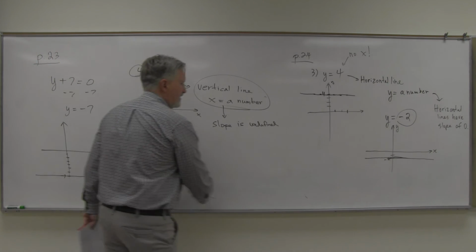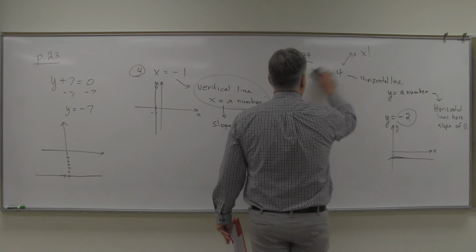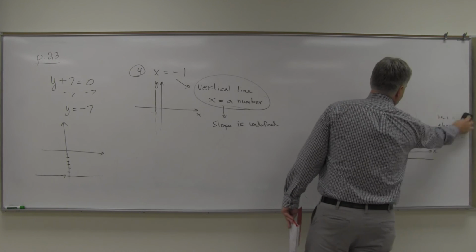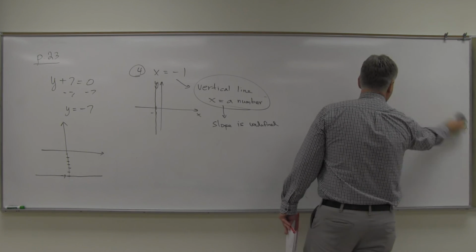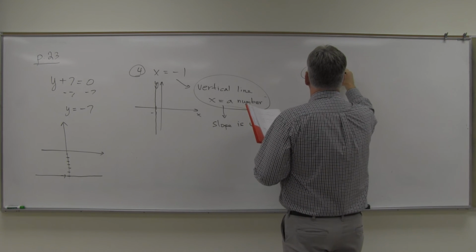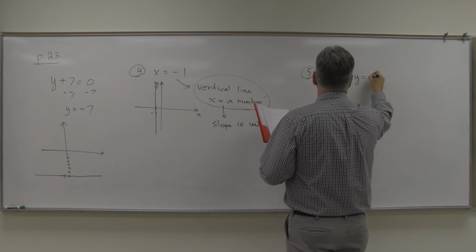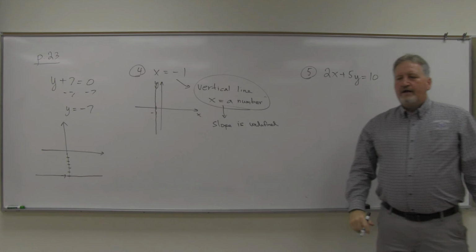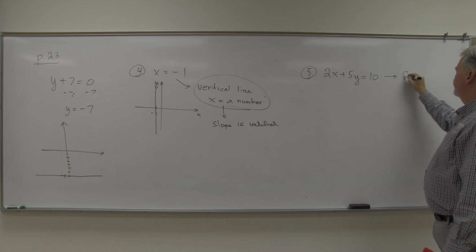All right, just a couple more, and I'm done for the day here. This class anyway. Number 5. 2x plus 5y equals 10. Graph. We're still graphing.